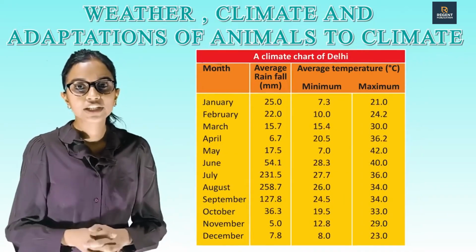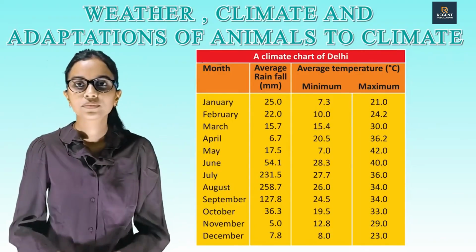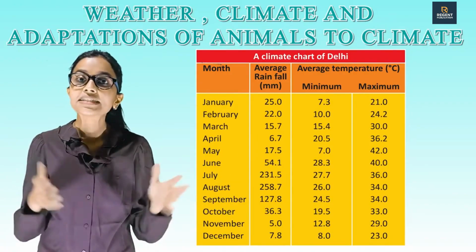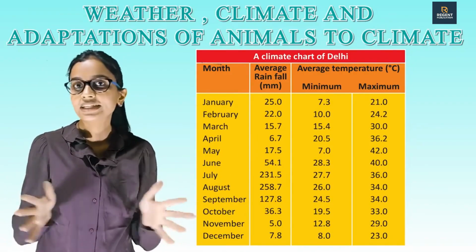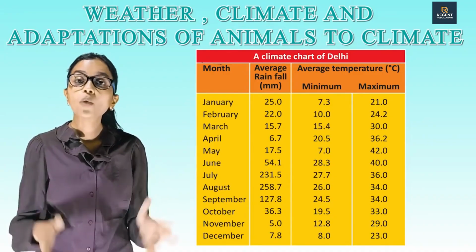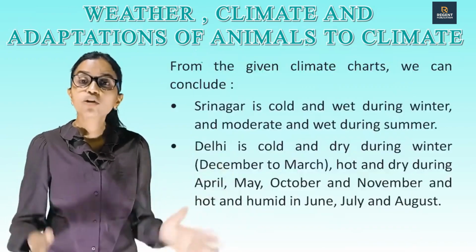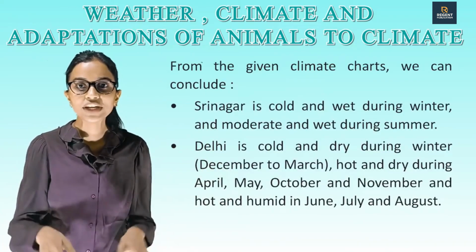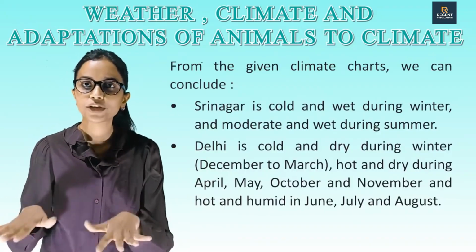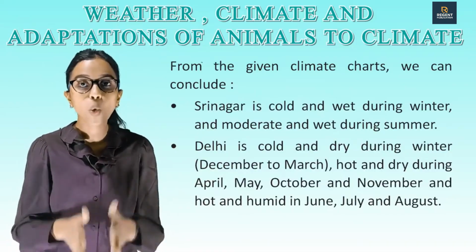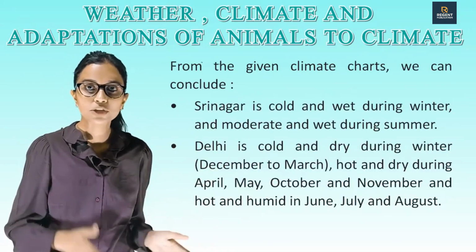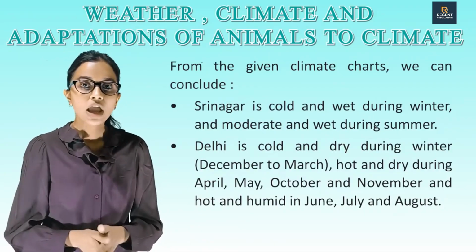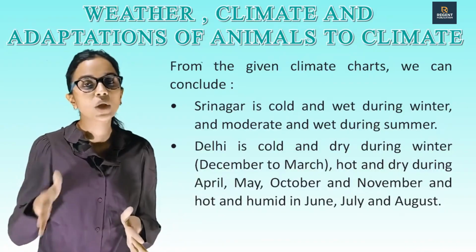And the second climatic chart is of Delhi. You can go through this chart and see the temperature of Delhi, how it remains the whole year. From the given climate charts, we can conclude Srinagar is cold and wet during winter and moderate and wet during summer. Delhi is cold and dry during winter, December to March, hot and dry during April, May, October and November, and hot and humid in June, July and August.